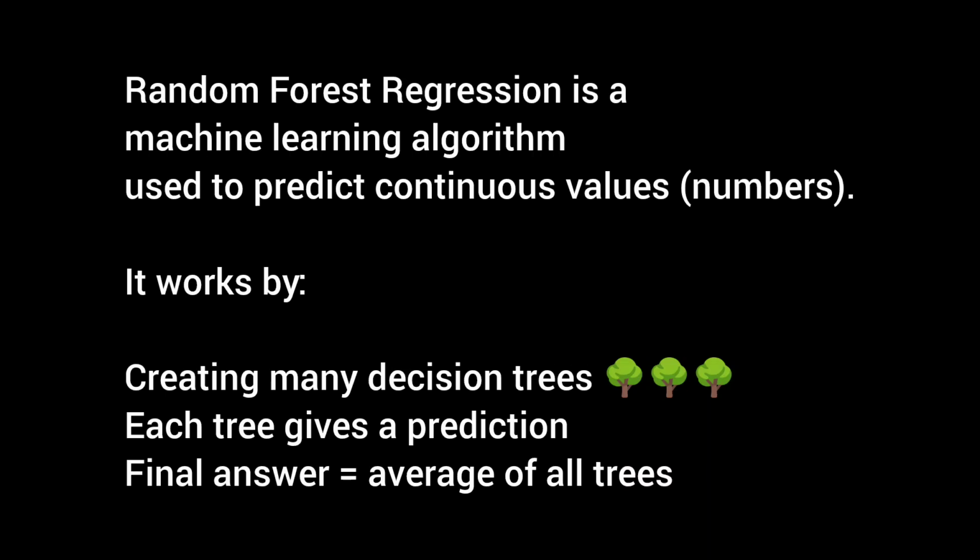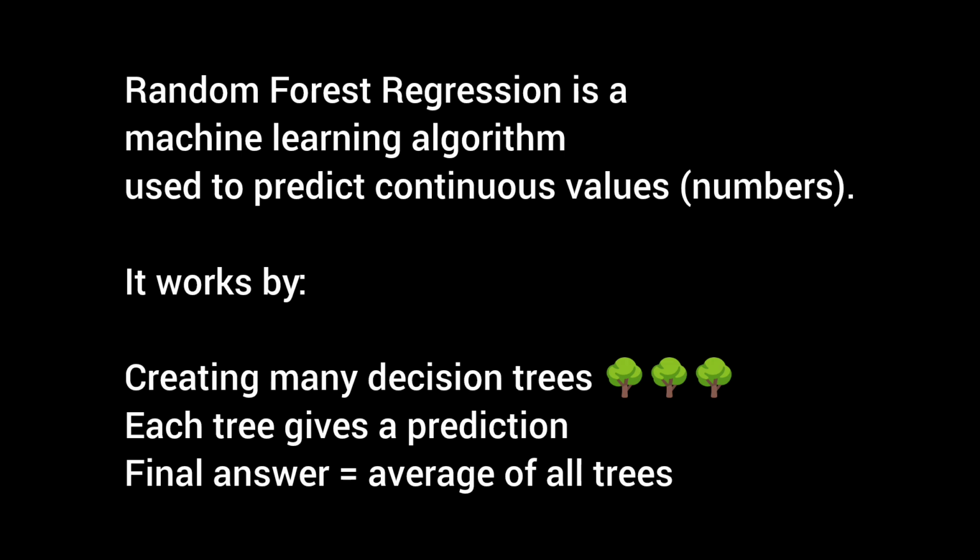Today we are going to see about random forest regression. Random forest regression is an ML algorithm used to predict continuous values. It works by creating many decision trees. Each tree gives a prediction and the final answer would be the average of all the trees.